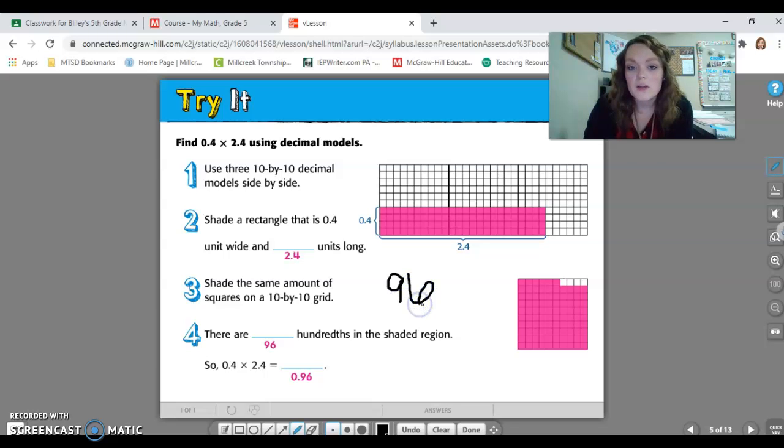We need to figure out where our decimal goes. Remember from yesterday's lesson that we look at where the decimal is in each number, and we move it that many spaces from the last number to the right. So we have 1 and 1. 1 plus 1 gives me 2. I'm going to start at the last number of my answer and move 2 spaces, 1, 2, and place my decimal. So my answer, 4/10 times 2 and 4/10, gives me 96/100ths.